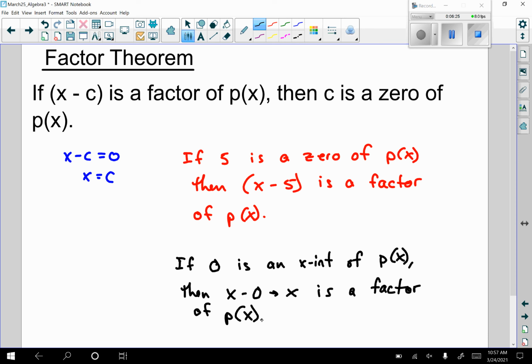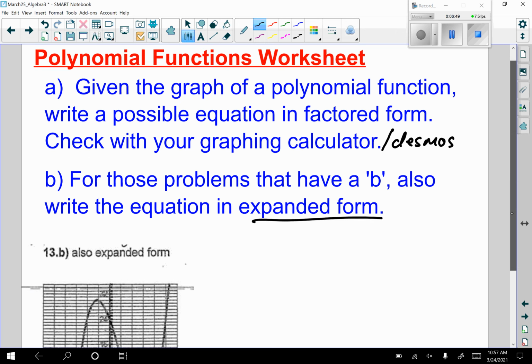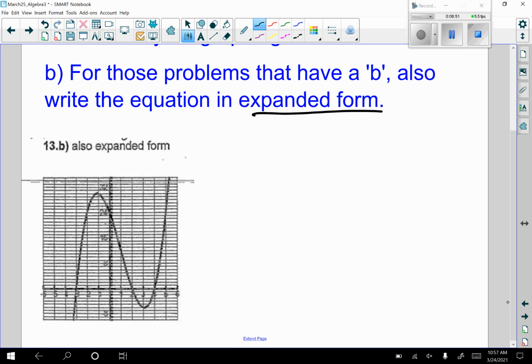All right, so off of the new worksheet I posted today, we're going to take a look at number 13. Now here are the directions. It says, A, given the graph of a polynomial function, write a possible equation in factored form, and then you can check with your graphing calculator or Desmos. But if the problem has a part B, then we also want to expand the factored form. I know it's a little bit tough to see, but this is the graph from number 13. It has a B next to it.